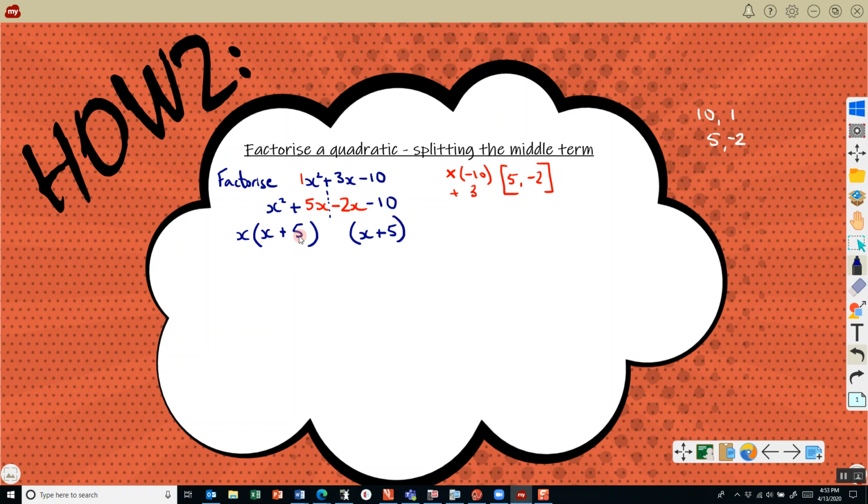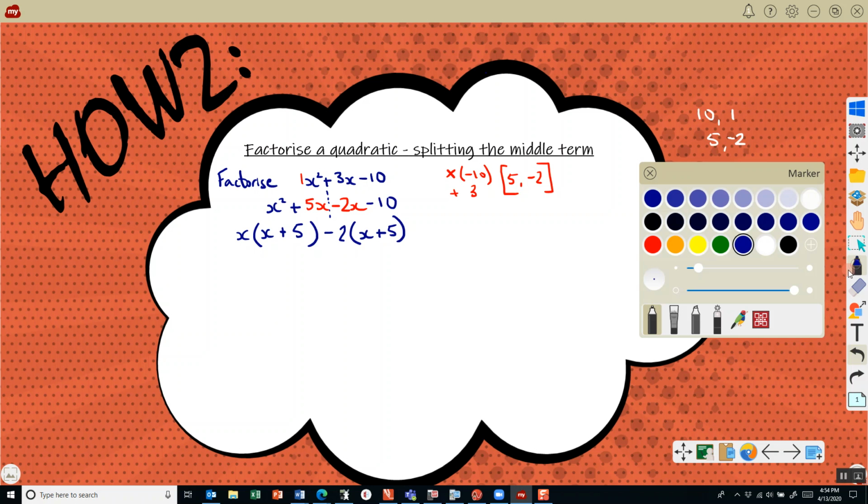You take this bracket and you write it down exactly the same way. These two brackets must be the same, and you think to yourself, what number has to go here so that when I expand this out, it gives me this line? Well, I'm definitely going to have a 2, because 2 times x is 2x. 2 times 5 is positive 10. I need negative, so it has to be negative.